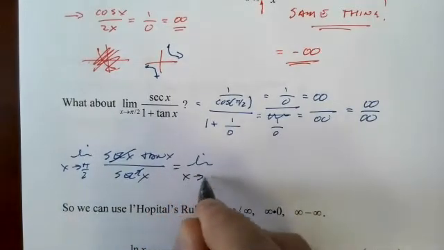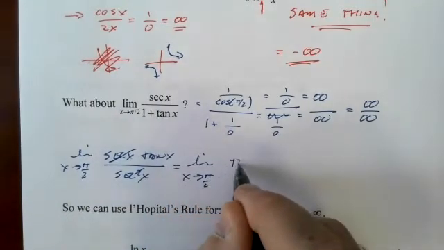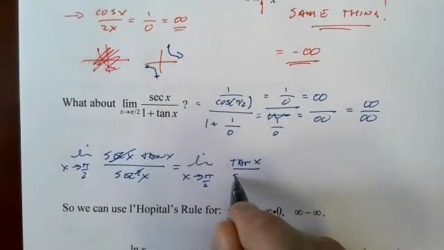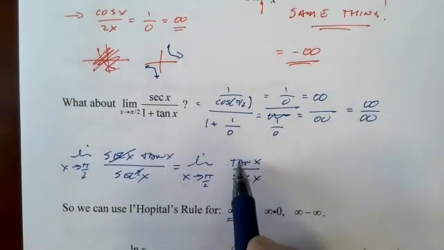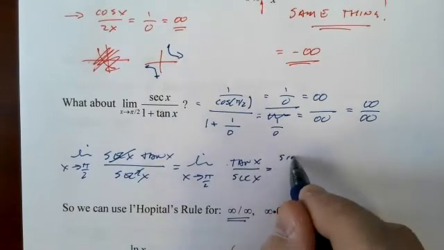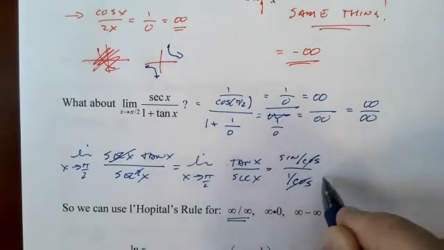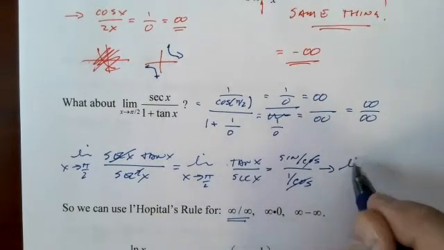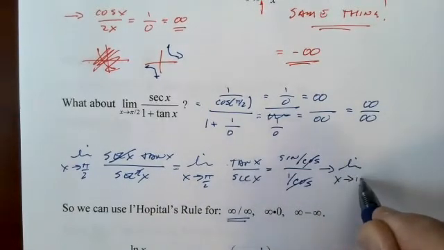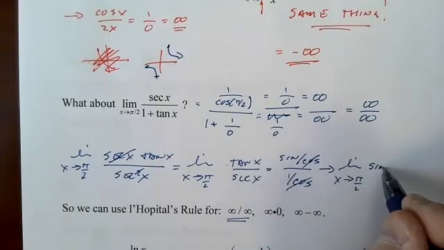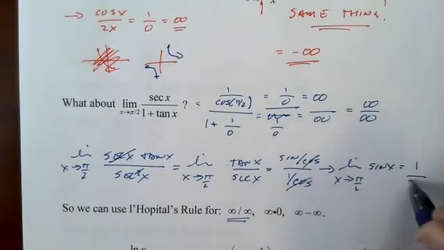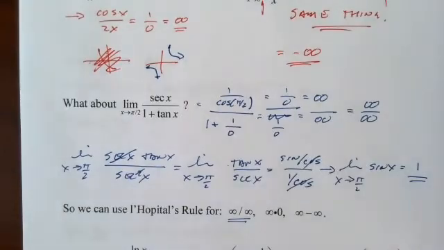Limit as x approaches pi over 2 of tangent of x over secant of x. That's sine over cosine over 1 over cosine. So we're looking at limit as x approaches pi over 2 of just sine of x, which is 1. That seems awfully complicated to me, but yeah, that's how it works.